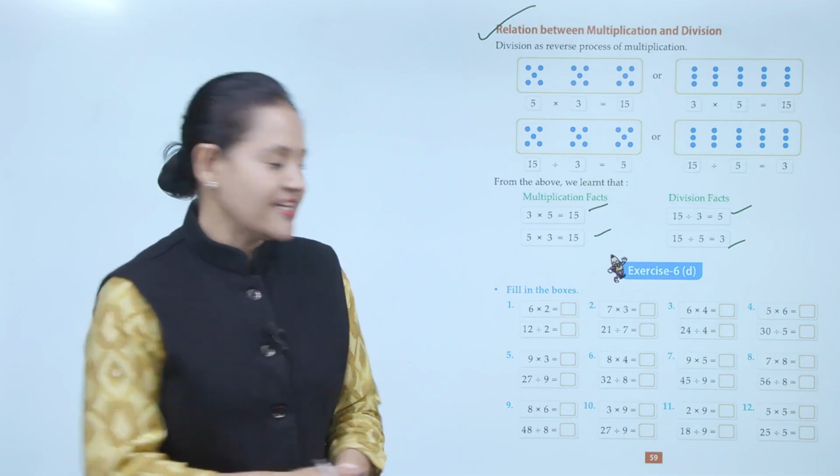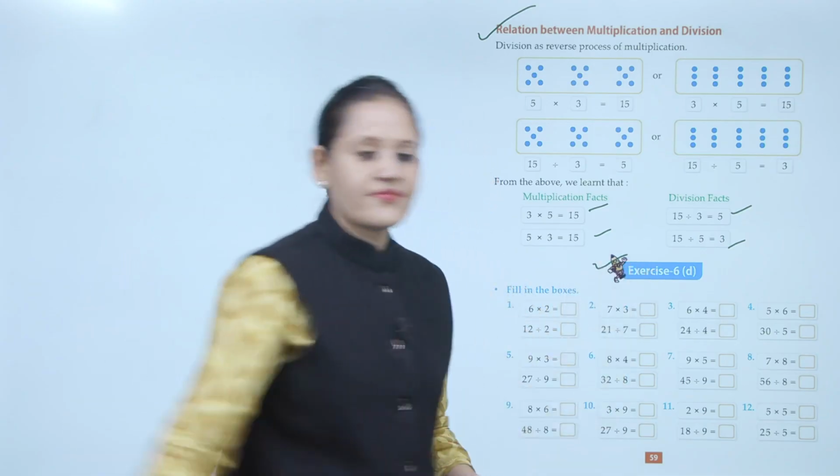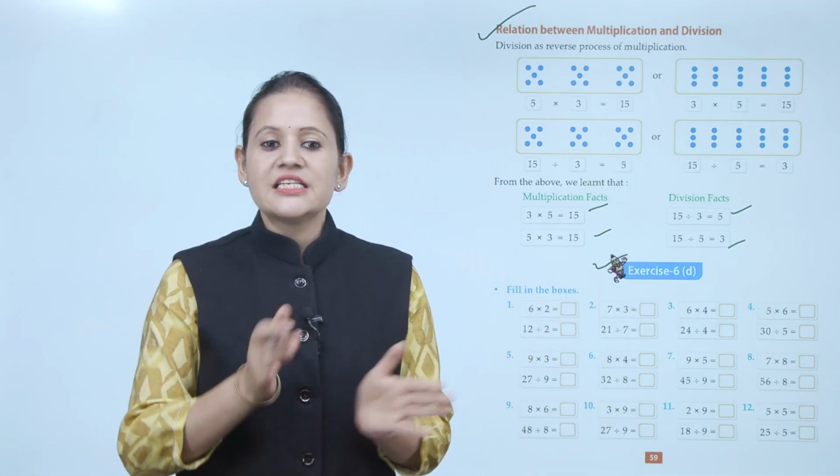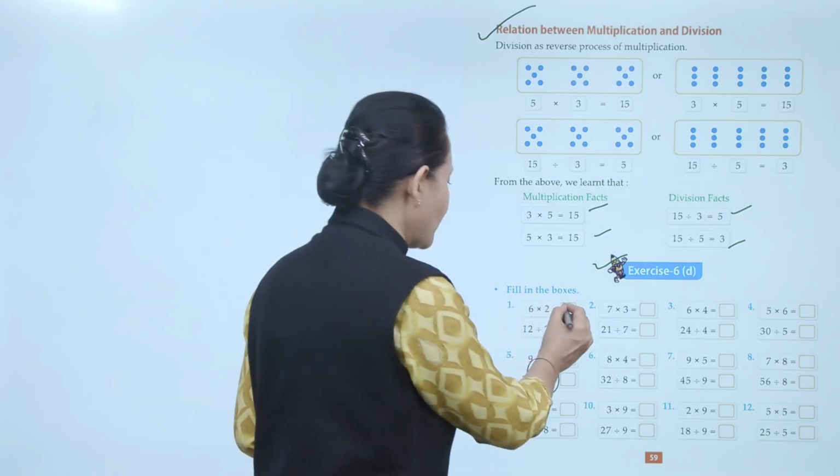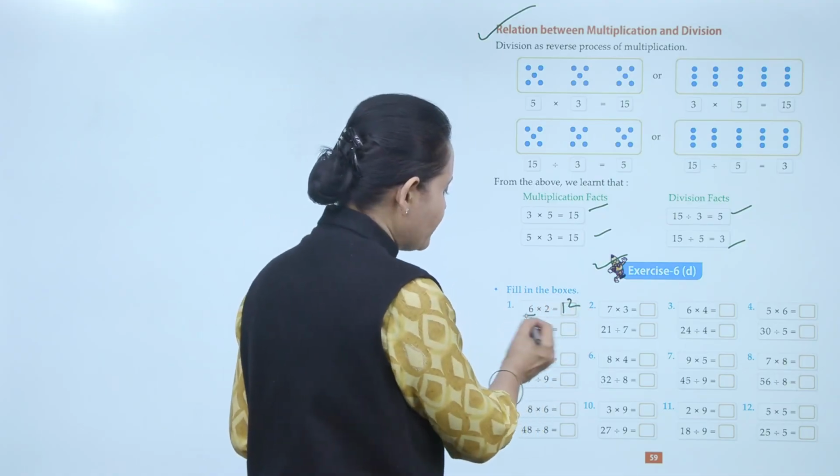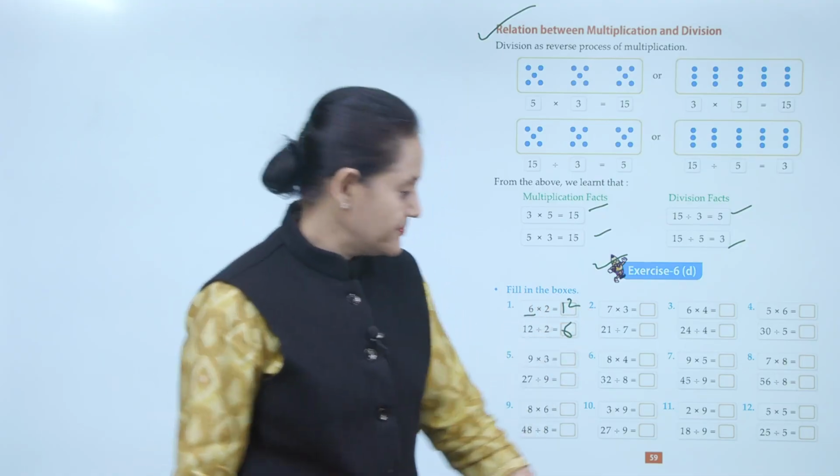Next is exercise 6D. Fill in the boxes. 6 multiplied by 2, that is 12, and 12 divided by 2 gives you 6. Clear?